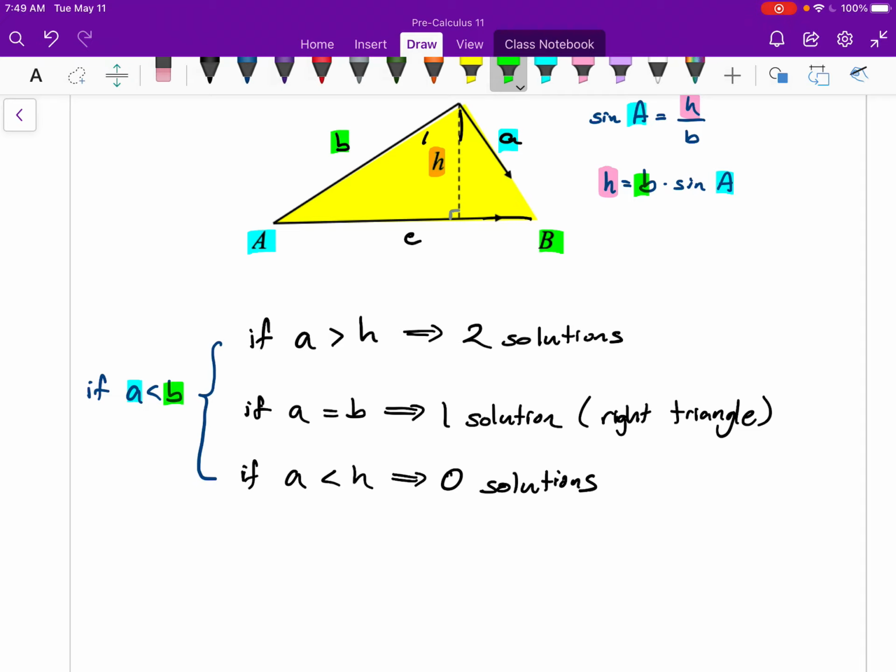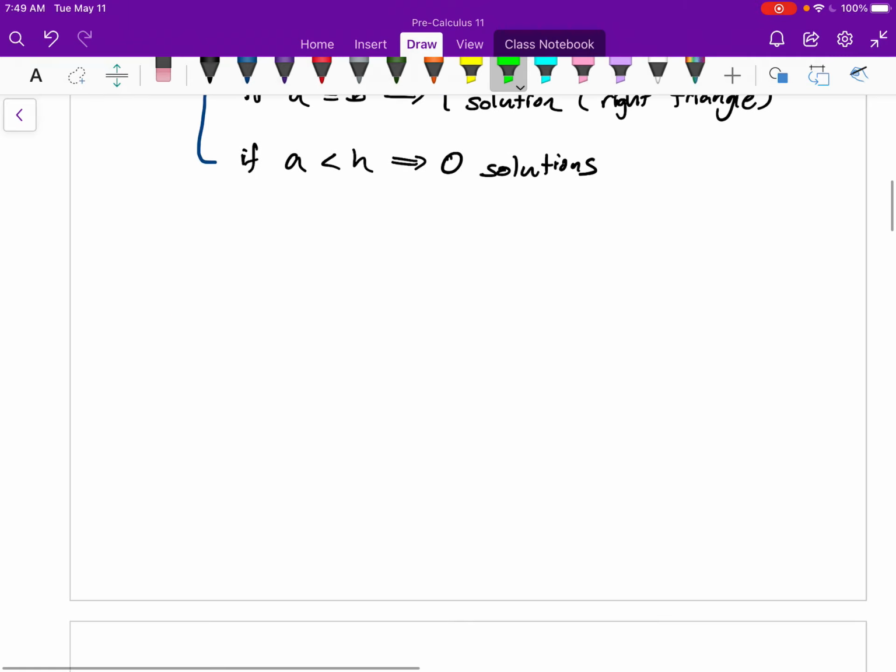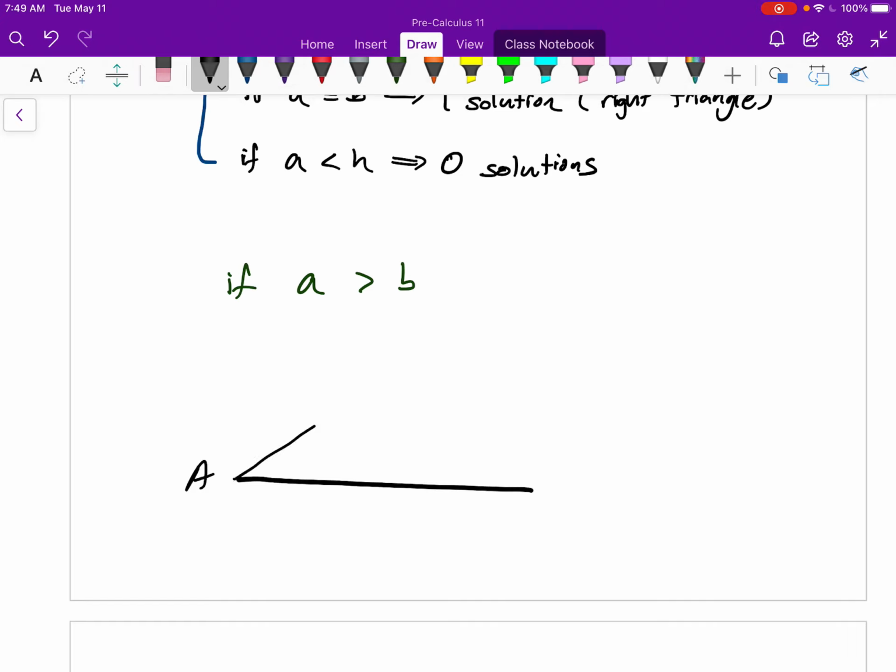What if a was greater than b? If a is greater than b, there's only one possibility. Let me show you that here. If a is greater than b, but everything else is set up the same, then we have to have something like this. If I keep A right here, and let's say this is b, and side a is longer than b, then it has to look something like this. If I try to swing this over here, it's not possible because it's longer than b. And if I try doing that, then this triangle is completely different, and the angle A is completely changed.